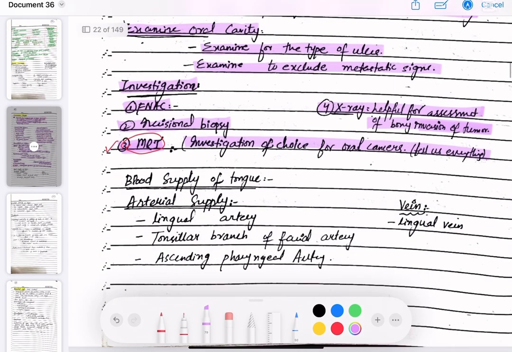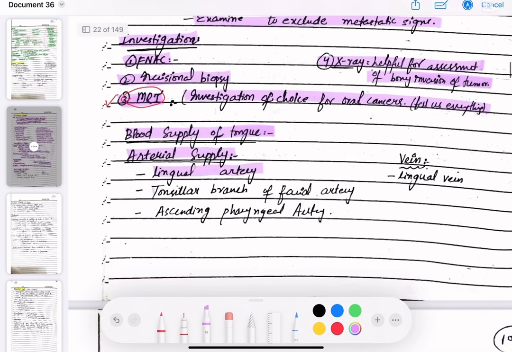Now the blood supply of the tongue. The arterial supply is the lingual artery, the tonsillar branch of the facial artery, and the ascending pharyngeal artery. The venous supply is the lingual vein. So this was the blood supply of the tongue.